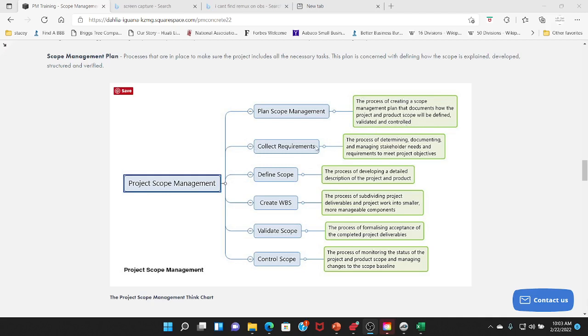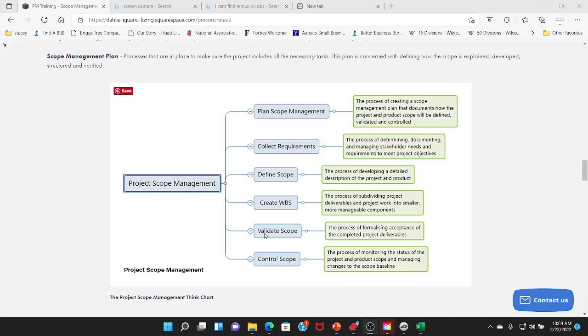Okay, so collecting requirements. These are all part of what is necessary in order to build your full scope. Okay, and again, most contractors are narrow in when I say scope, they only think scope of work. Okay, but no, this is the process that documents how the project and the project scope will be defined, validated, and controlled. Okay, so collect requirements. These are the things you have to do. The process of determining, documenting, and managing stakeholder needs and requirements to meet project objectives.